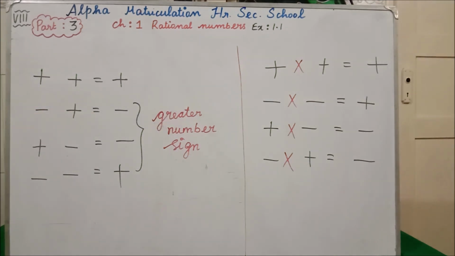When we come to multiplication, we do not need to see any greater number's sign. Plus into plus means plus, minus into minus means plus, plus into minus means minus, minus into plus means minus. Here there is no greater number's sign, nothing. Only for addition and subtraction you have to see the greater number's sign. For multiplication you do not need to. Clear, all of you? If one sign is different, immediately you have to subtract and see the greater number's sign. Clear? This is the most important concept that everyone has to know.